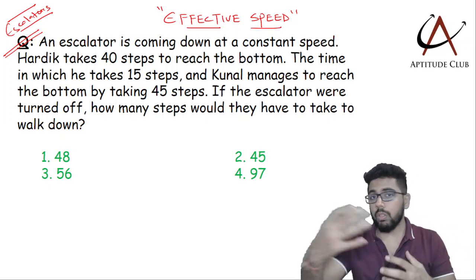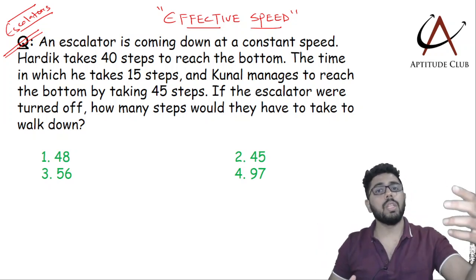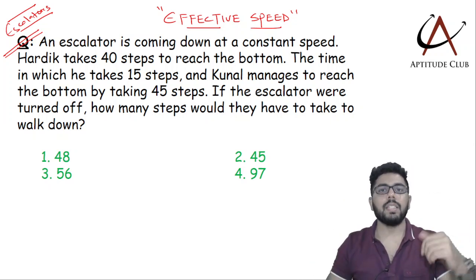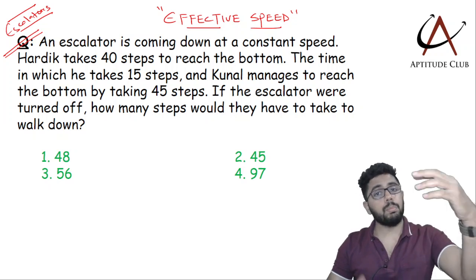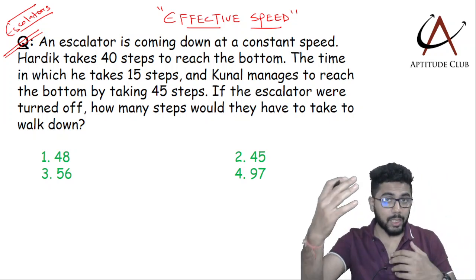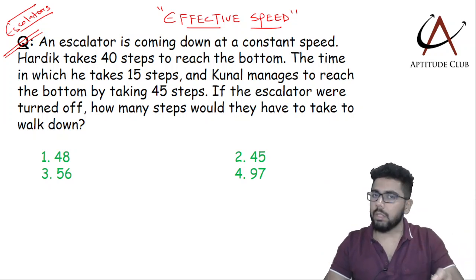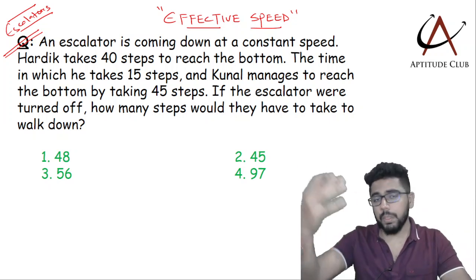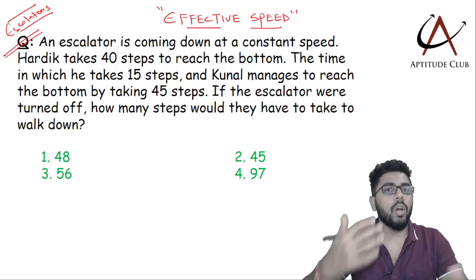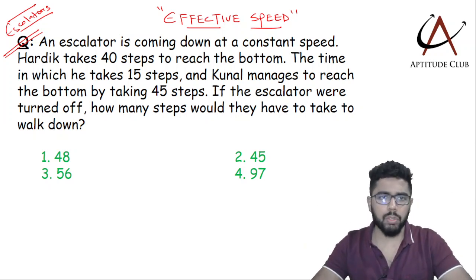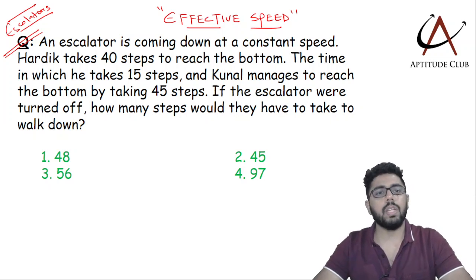Like if I am moving on an escalator, if the escalator is going up and I am going up, then I'll go at a higher speed overall. I'll reach faster. But if I am going up but the escalator is coming down, so the escalator is moving against my speed, so my effective speed comes down. I move at the same speed, but effectively my speed comes down because of the opposite direction. That is how it works. Same principle in boat and stream also, but this question is specifically on escalator.